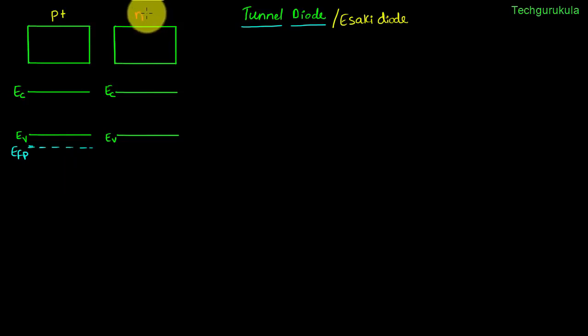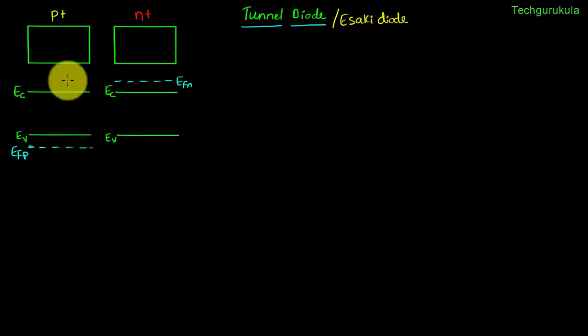Similarly on the n side, when we heavily dope it, the Fermi energy level wouldn't just move close to EC, instead it goes into the conduction band itself. Then the semiconductor is a degenerate semiconductor. So I'm representing the Fermi energy level here, EFN. Hypothetically, if we join these two materials to make a tunnel diode, then there are a lot of electrons on the n side which would move onto the p side, and a lot of holes on the p side which would move onto the n side.